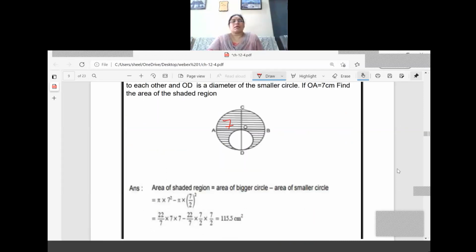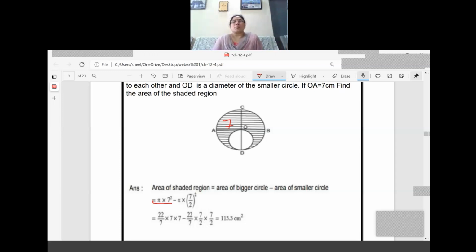Right? Area of the bigger circle means what is the radius? OA is the radius there. So it is 7 square only. Pi r square means pi into 7 square. Now the question comes, what is the area of the smaller circle? So what is the first step for that? We should find the radius. Diameter OD is equal to 7 only, so radius we have to calculate. That means 7 by 2 only.